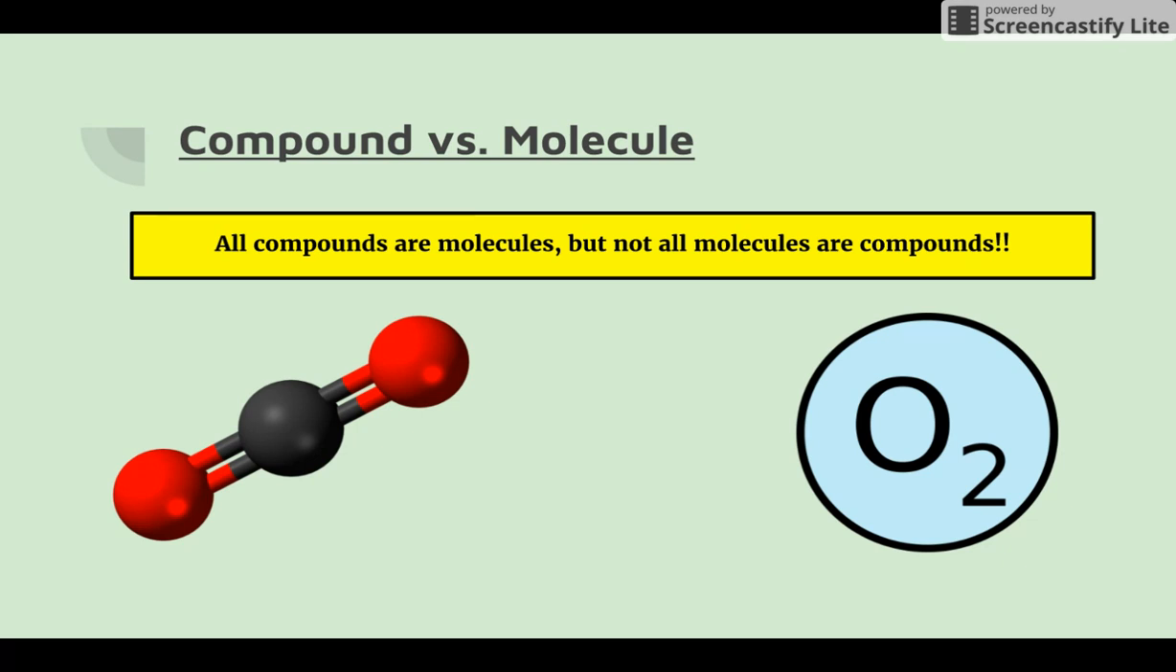But a molecule is when you create something by using a bond. The difference is that a compound, like on the left, has two different types of atoms. This is a molecule of carbon dioxide. The red are the oxygen and the black is the carbon, and that's two different elements, so that is a compound. It's also a molecule because you're using bonds to bring two different atoms or elements together.